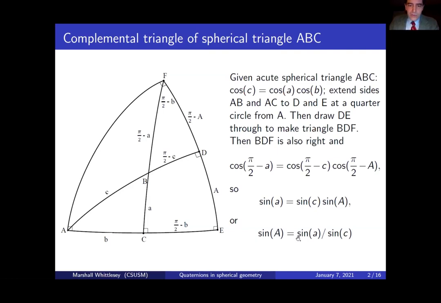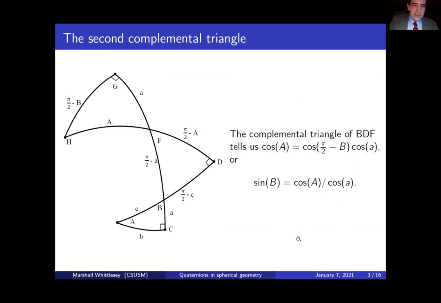All right, now the thing is, what I can do with this is produce more theorems by doing this whole process again. Okay, I started out with ABC, created the complemental triangle by extending CB past B and AB past B out to D, F, and B.